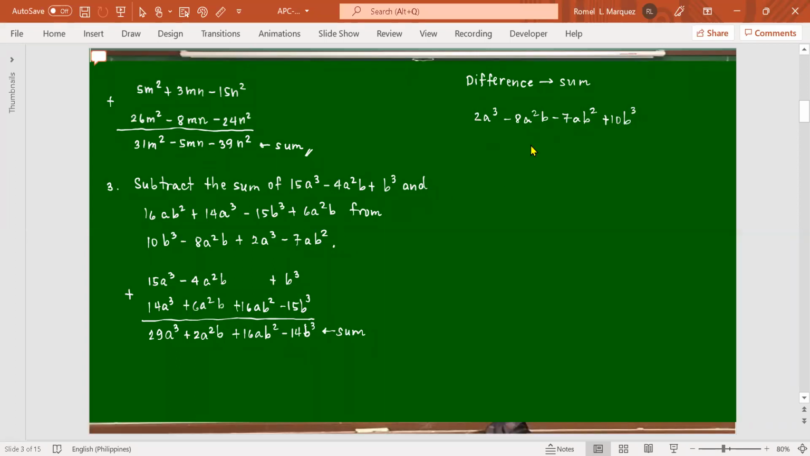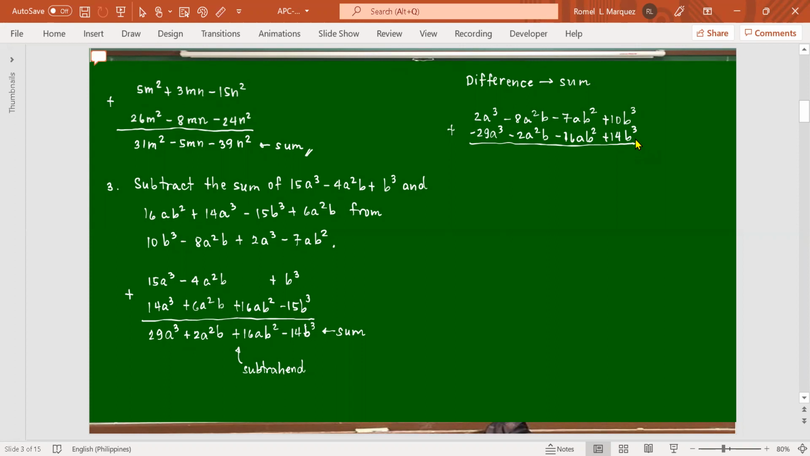Subtract the sum from. So this is our minuend. What is our subtrahend? This sum. Okay, guys? So this will become subtrahend. Am I clear with this, children? So I'm going to convert it to sum, but I will change the sign of every term. Negative 29a cubed, negative 2a squared b, negative 16ab squared, and then positive 14b cubed. Clear, guys?